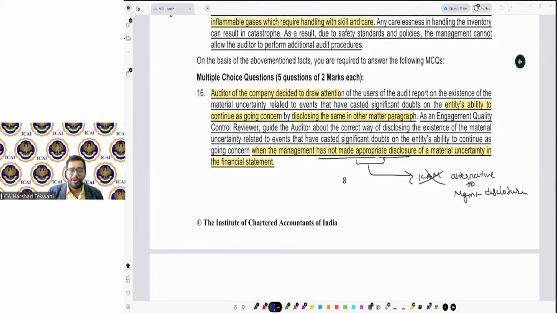Second, SA 570 also talks about certain scenarios where management has not disclosed appropriately. In that case the auditor needs to issue a modified opinion, and in the basis for modification of opinion he needs to provide the detail of why there is a modification with respect to the material uncertainty. So that is dual sided: one with respect to the applicable financial reporting framework, and second on the side of the SA.